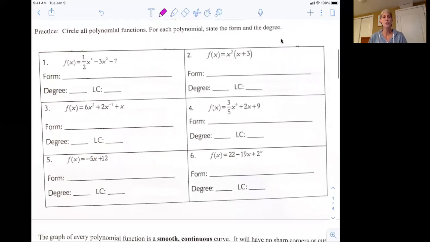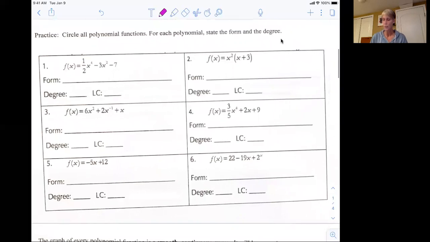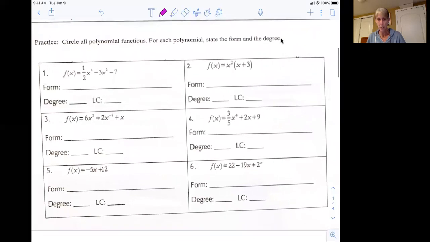So what we're going to do in our first little set of examples is we just want to circle all the polynomial functions. And then for each one that's a polynomial, we're going to state the form it's in, the lead coefficient, and the degree. So as I look through, is 1 a polynomial? In front, I have all real numbers. All my powers are whole numbers, positive whole numbers. So yes, this is a polynomial. Our function is in standard form. So our highest power is the degree. And the number in front of the highest power is our lead coefficient.